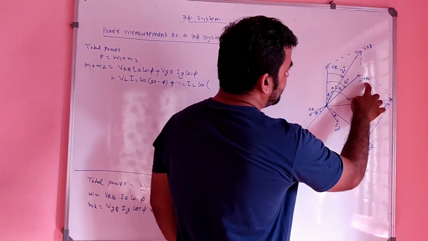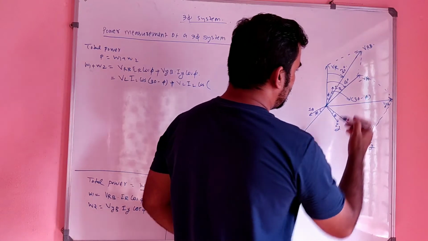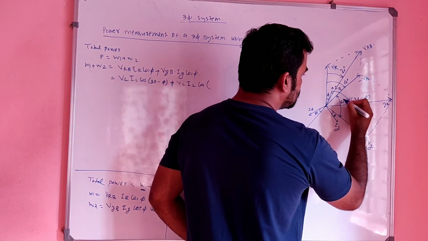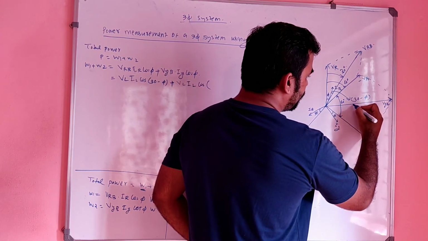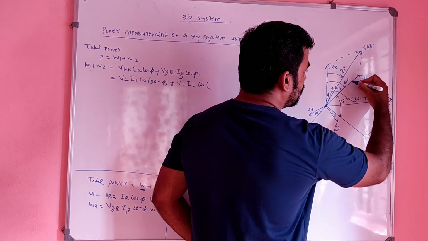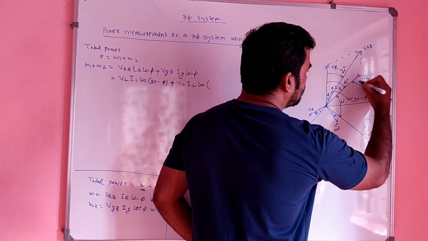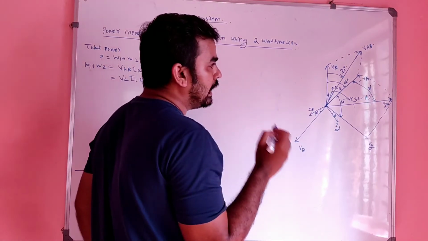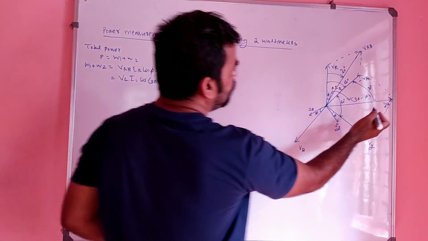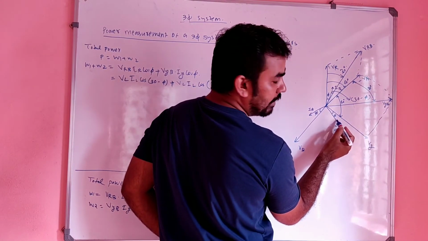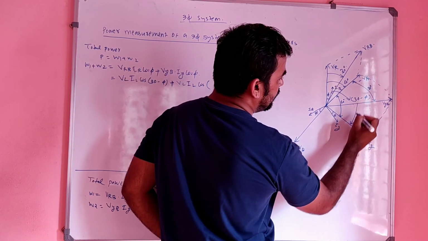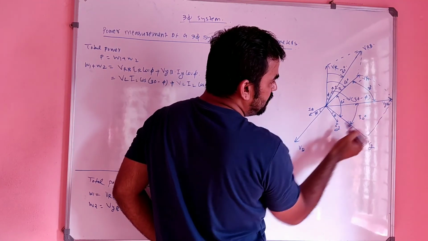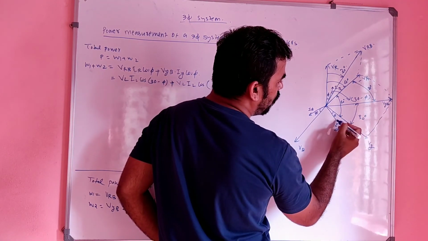So, this minus VB and VY, there is of course an angle. The total angle will be what? 60 degree, right? And this angle will be what, beta? Up to this angle will be what? 30 degree. Correct? Then what is the angle between VYB and IY? IY is here, right? That means this also is 30 degree, right?